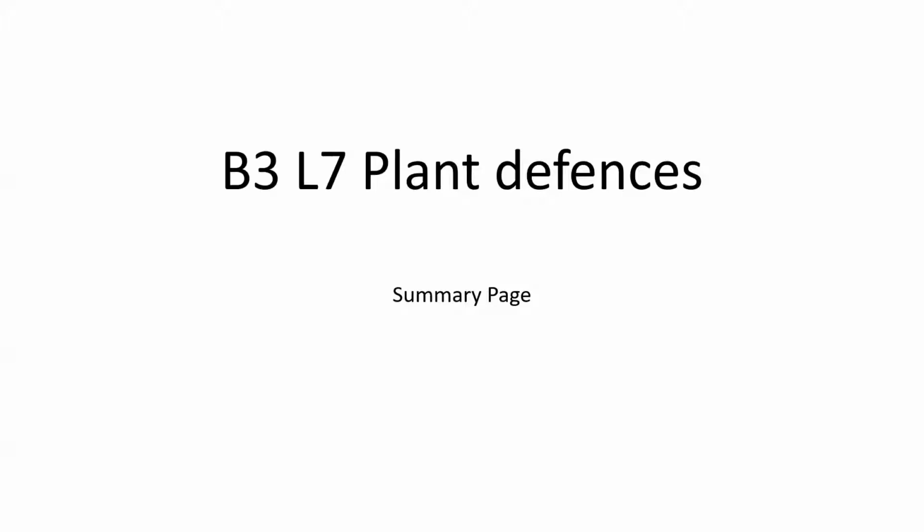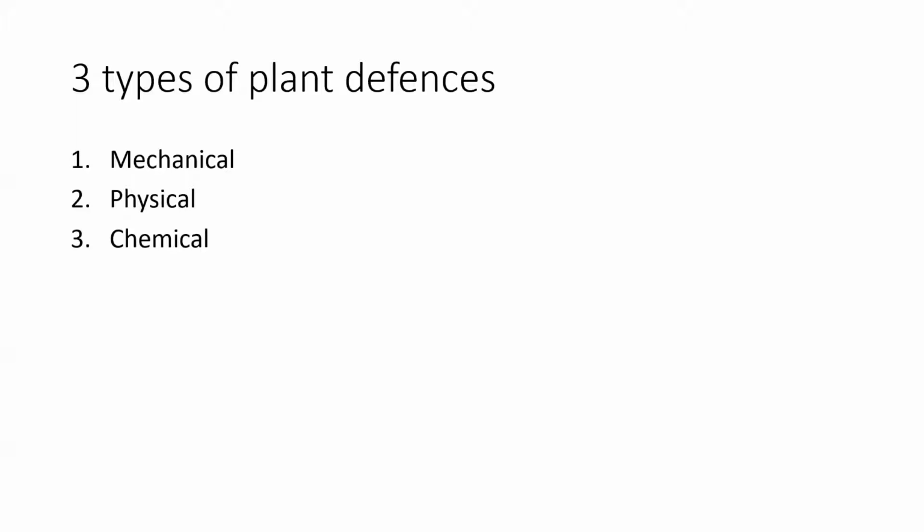There are 3 types of plant defences, which are mechanical, physical and chemical. You need to name all 3. Physical, chemical and mechanical. We're now going to discuss each of these in greater detail. Firstly, we're going to look at examples of mechanical defences.